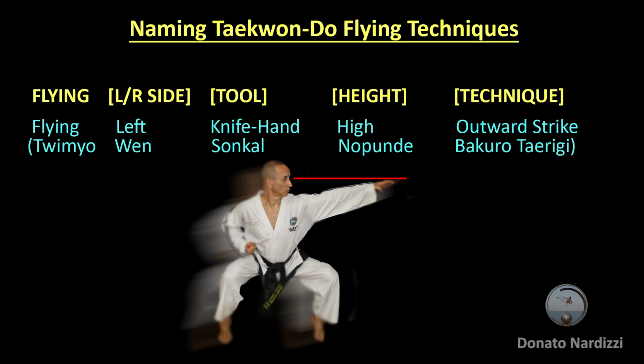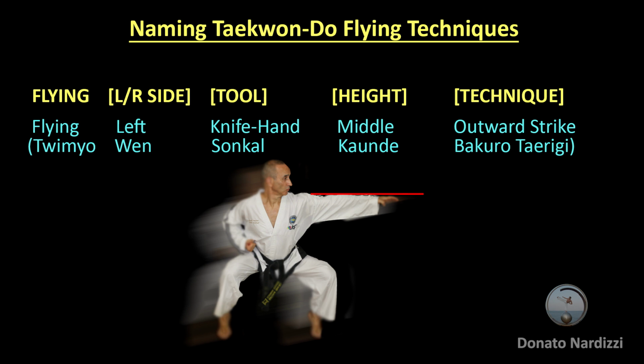Notice the height is included there. Although most of the time you don't need to mention the height for flying techniques, sometimes it does make a difference the way the technique is performed. For example, a flying knife hand high outward strike, twinyo wen songal nopunde bakuro terigi, and a flying knife hand middle outward strike, twinyo wen songal gaunde bakuro terigi, will be performed at the attacker's shoulder level.